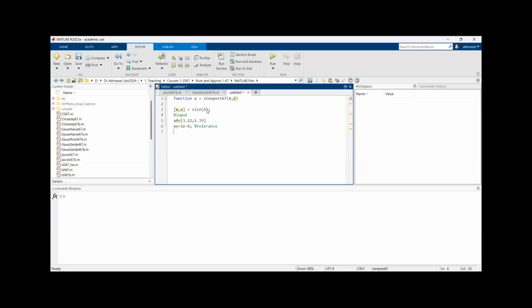Okay. And the maximum iteration, in case that we do not converge, maximum number of iterations. Okay. And we're gonna start the iteration.